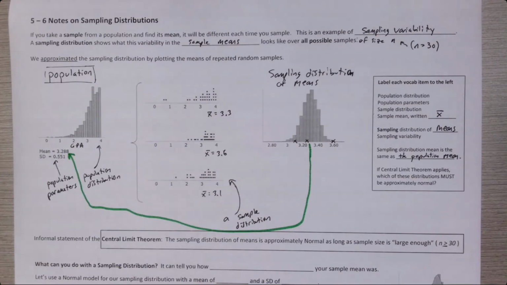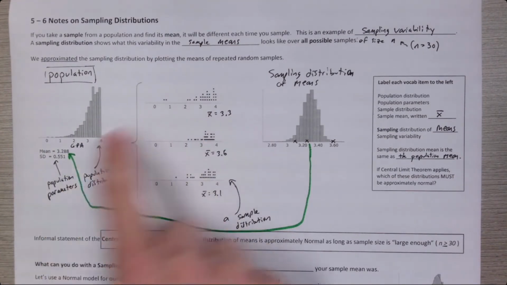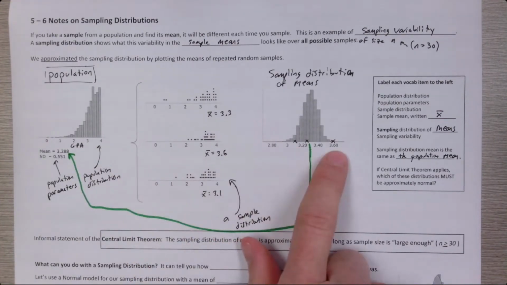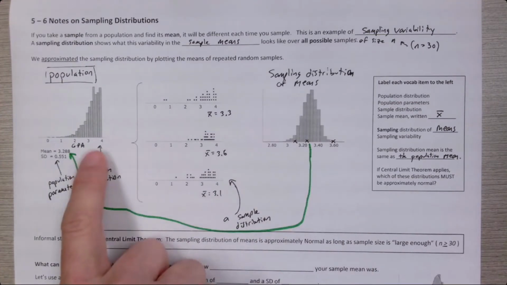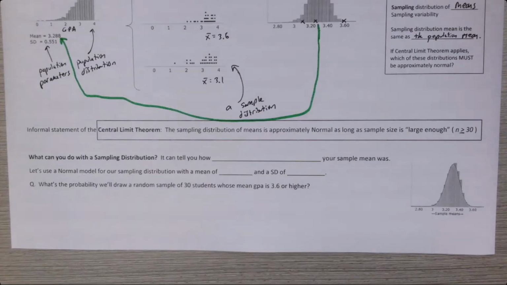As you saw in class, hopefully, if the sample size is like 3, I'm just sampling 3 students over and over again, and then I make a sampling distribution of the means, it's not guaranteed to be approximately normal. It's going to mirror this population distribution shape more closely.